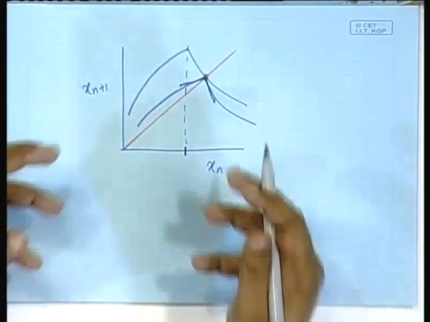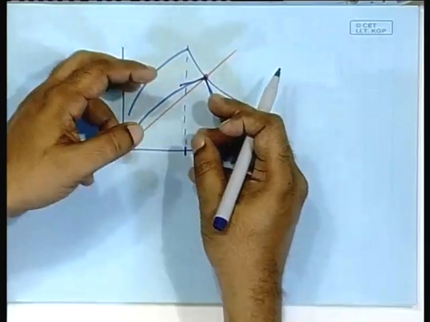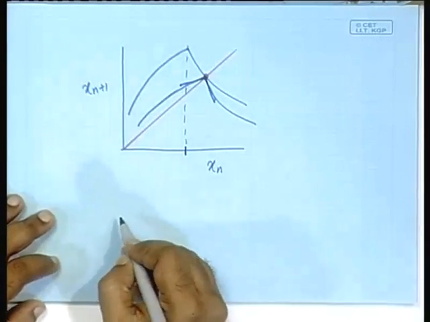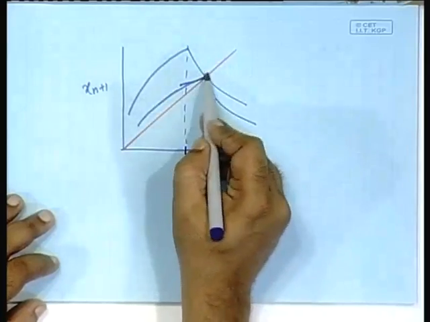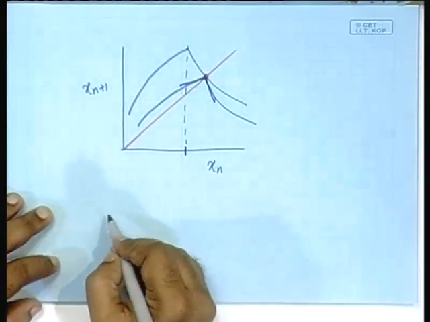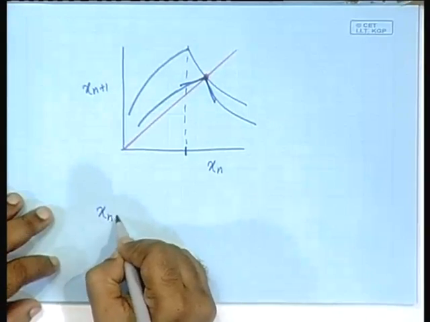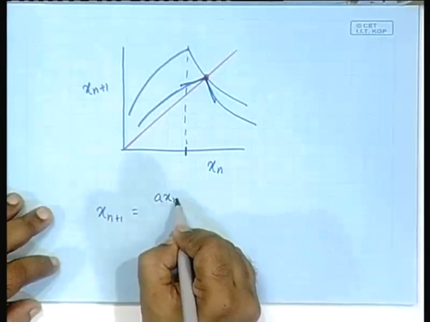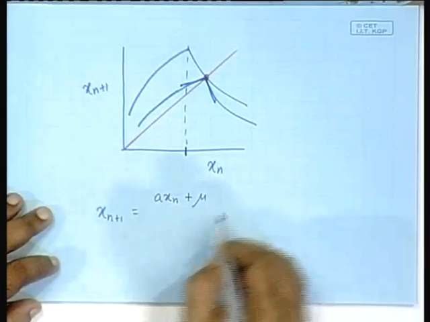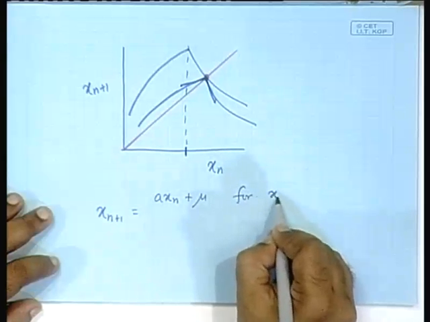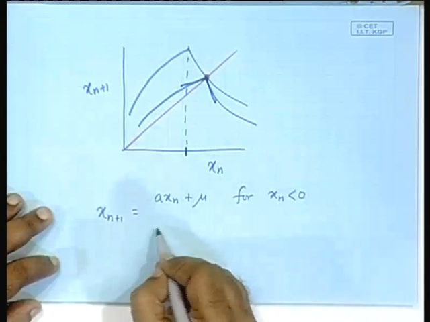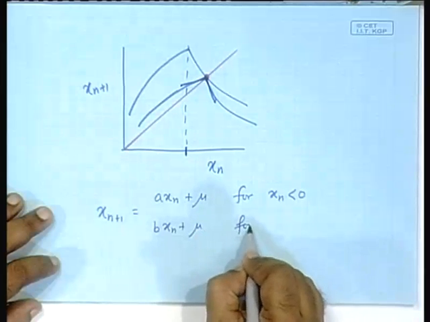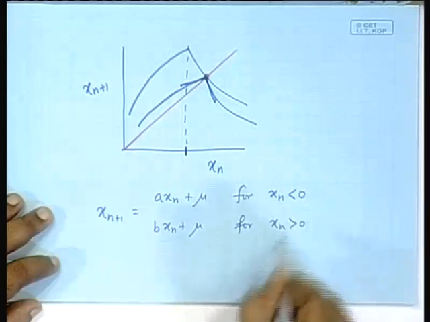And if you make some coordinate transformation, this piecewise linearized map can be expressed as x n plus 1 is equal to a x n plus mu for x n less than 0, and b x n plus mu for x n greater than 0.